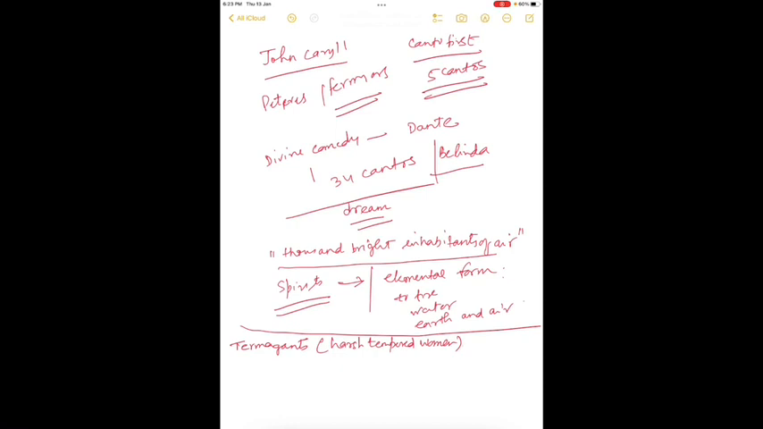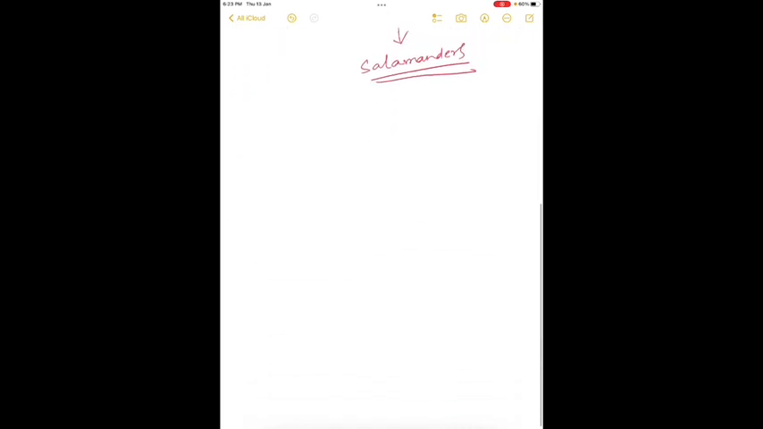Now, termagants become fire spirits, and fire spirits are called salamanders. This is the word which is used. Similarly, we have indecisive women. Who are the indecisive women? Those women who are not able to take the proper decisions become water spirits.